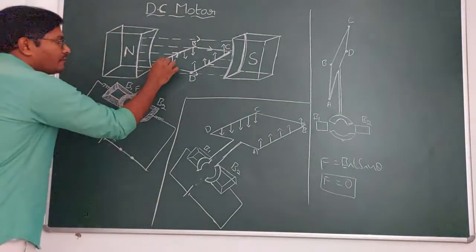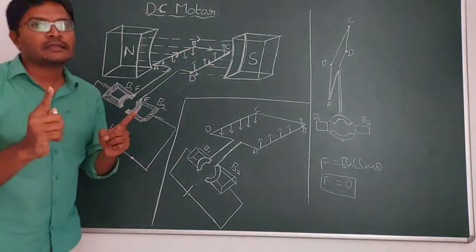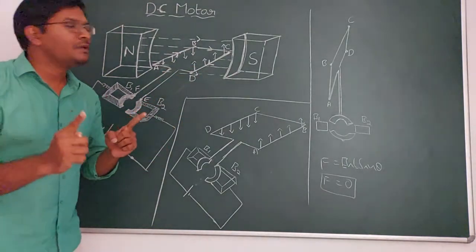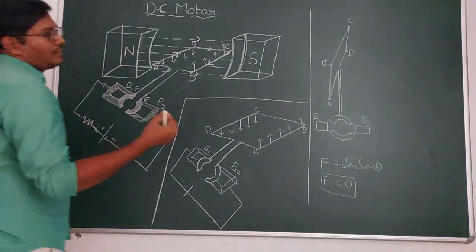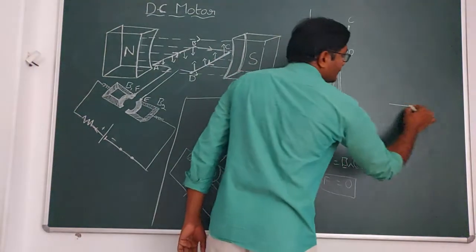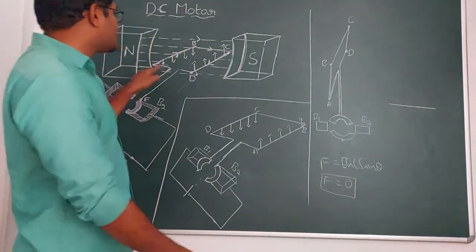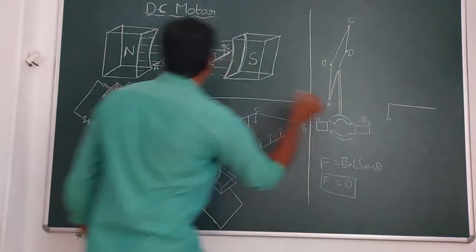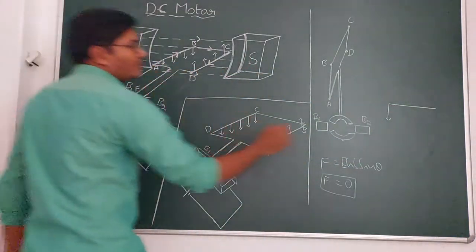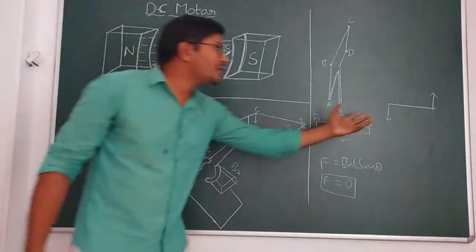Now one force is in the downward direction, another force is in the upward direction, and they are acting in different lines of action of force. They are not in the same line. Suppose there is a rod and one force is acting downward at this point, and one force is acting upward at this point, then it is going to rotate.